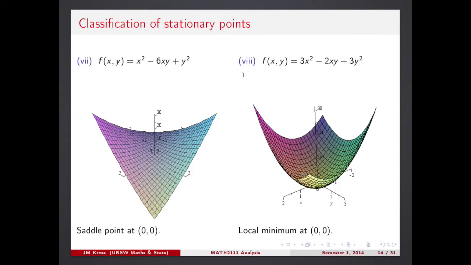Another two. This function and this function, judging by the graphs, we have a suspicion that the first one is a saddle point, and the second one is a local min. That's right. First one is the saddle point and the second one is a local min.